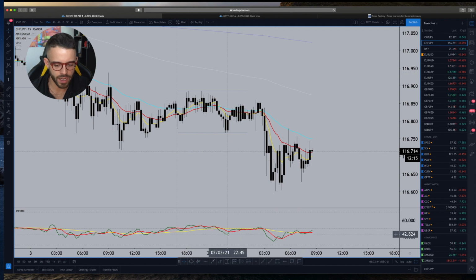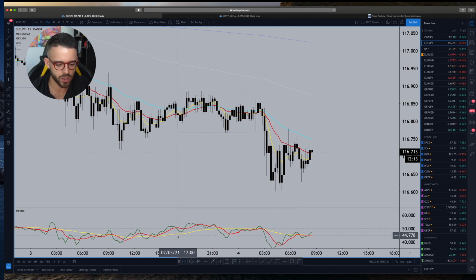CHF JPY would be the next thing. You can see same kind of idea here. It started in the sell zone, pulls into reset, we call it, right at that stationary 50 value, kind of like an indecision point. You see consolidation overnight there, and then it breaks out to the downside. So since this came out lower, I would anticipate this to come lower as the day goes on. So this is something that actually was on my watch list this morning.